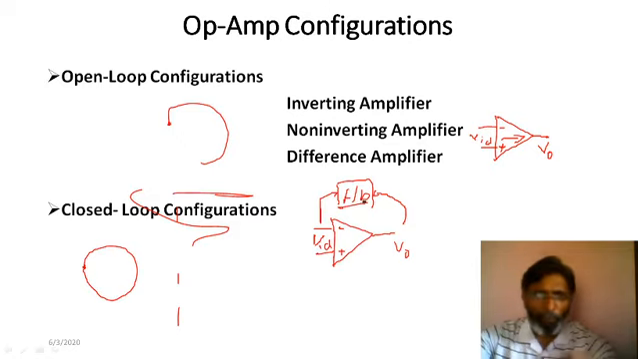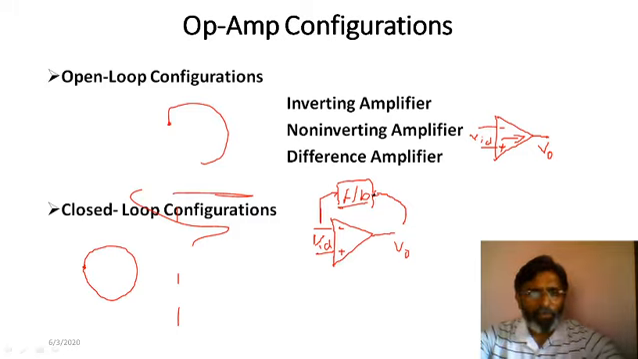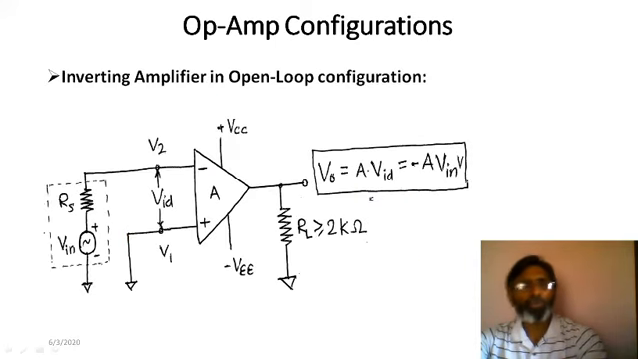Now first we will see open loop configurations, and then we will see closed loop configurations. In open loop configurations, according to how many inputs we are using, there are three configurations. As there are two inputs, if I'm using the inverting input, then we call it an inverting amplifier configuration in open loop. If I'm using only one input, the non-inverting, then we call it a non-inverting amplifier. If I'm using both, then it is known as a difference amplifier. So we will see those configurations.